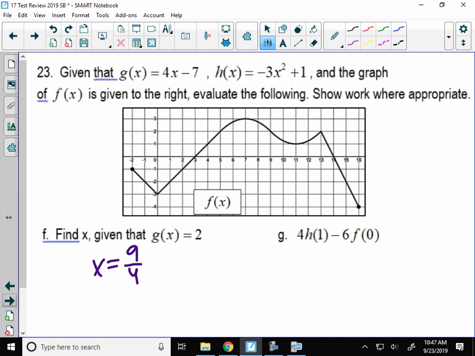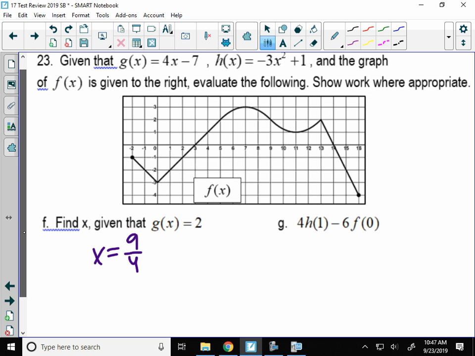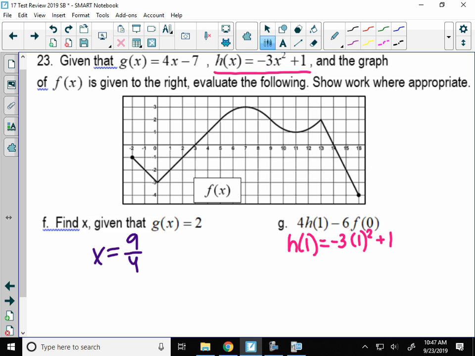All right, G, 4 times h of 1 minus 6 times f of 0. What I would do first is break it down and find h of 1 to start. I'm going to find h of 1 and find f of 0. Well, h of 1 puts 1 into the function of h up here. So I'll have negative 3 times 1 squared plus 1, which will give me negative 3 plus 1, which is negative 2.